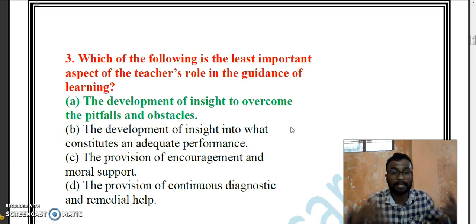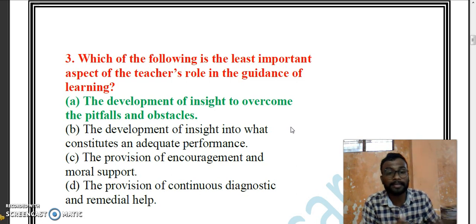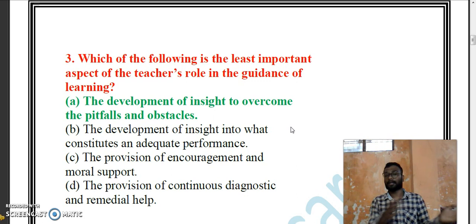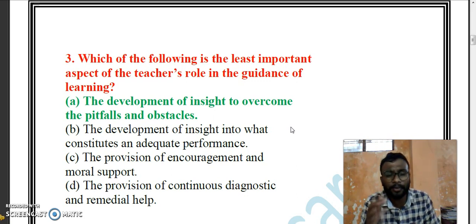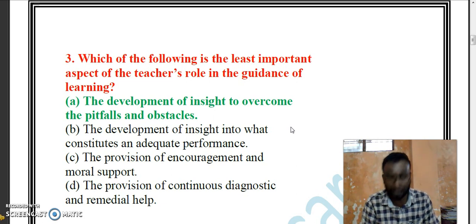The provision of encouragement and moral support should be considered. The provision of continuous diagnostic and remedial help, yes, even that is really helpful. Then the insight to overcome the pitfalls and obstacles of the student is not really required of the teacher to be observed. Yes, so that is the least aspect to be considered. I hope you understood. So option A is the correct answer.